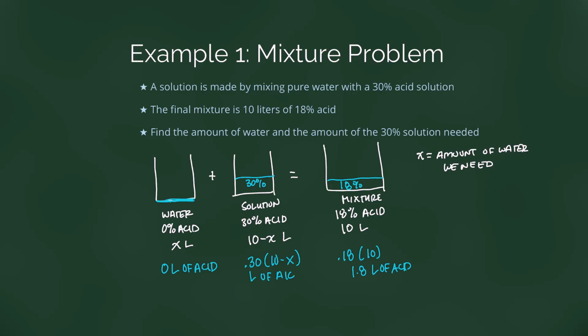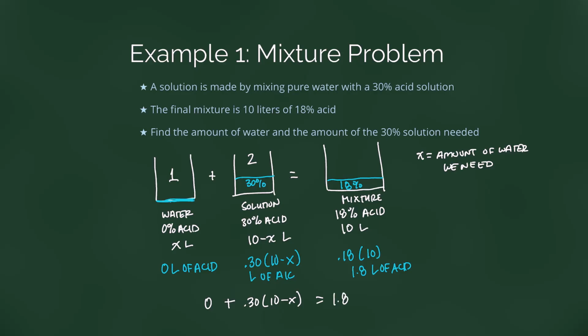So now we have an equation that we can combine. We know that 0 liters of acid plus, in other words, the acid in container 1 plus the acid in container 2, which is 0.30 times 10 minus X. When we add container 1 and 2, they have to equal the amount of acid in the third container, which is 1.8 liters of acid.